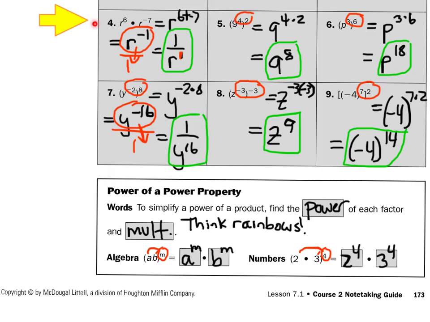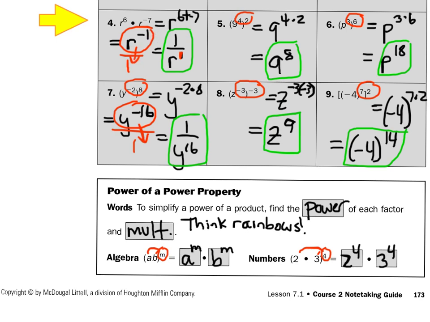All right, take a look at number 4 here. r to the 6th power times r to the negative 7th power. The bases match, so you copy the r, and then you add the exponents, 6 plus negative 7. Well, that would give me r to the negative 1st power. So that little baby's not happy. So I'm going to draw the diving board, put a 1 in the pool, circle the power and the r, and let them get in the pool.